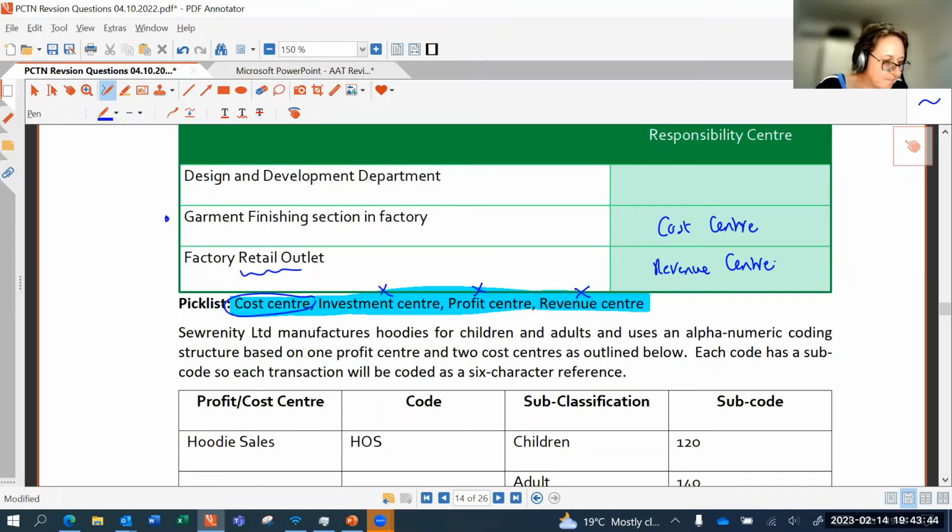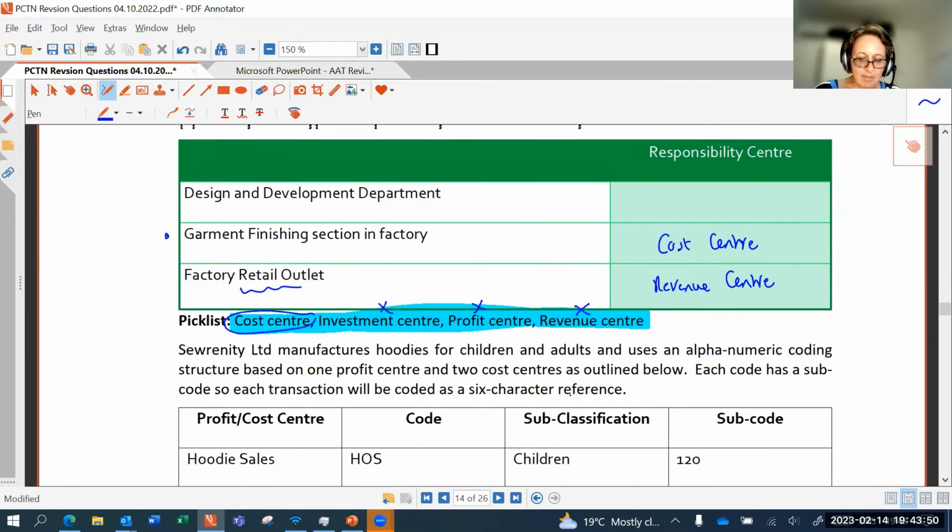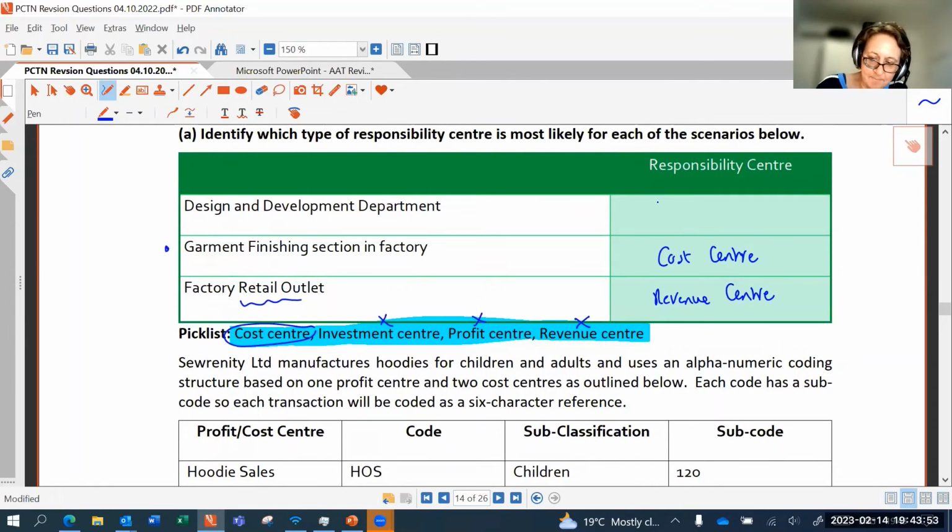Okay. And then the final one, the design and development department. This one, they were looking for investment centre. And the reason they were looking for investment centre there is because they're saying this is actually an area like research and development, design and development. This is the team that comes up with new designs. These are the people that are designing the stuff that is eventually going to be the next best thing.